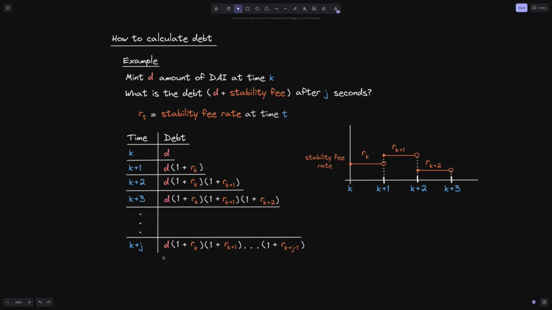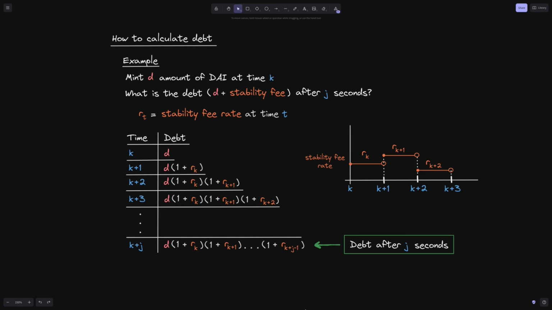At K plus J, the amount that the user owes to the DAI stablecoin system is given by this formula. Multiply the original amount by all of the interest at each second, up until the last second, K plus J minus 1. Okay, so this is the amount of debt that the user owes after J seconds.